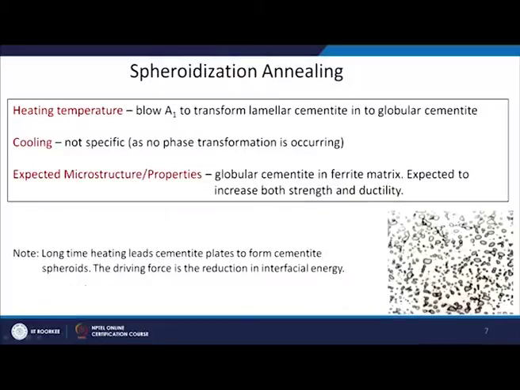So, the heating temperature, again what will it be? It will be below A1, to transform lamellar cementite into globular cementite. So, you will have globules of cementite. Cooling: not specific, as no phase transformation is occurring. In this case cooling is not important because we are not crossing the austenite boundary here.